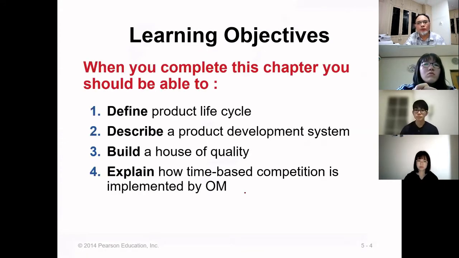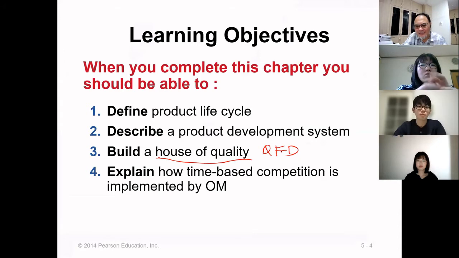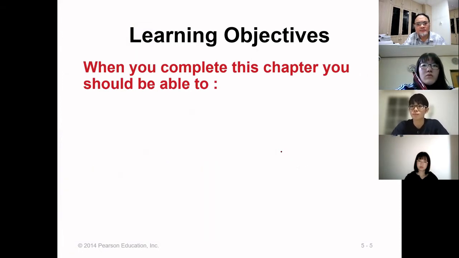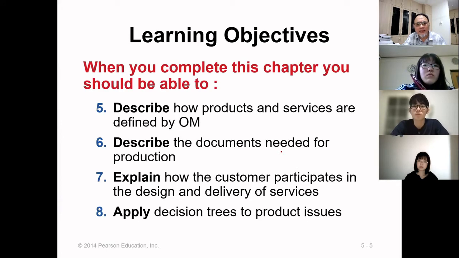So these are the things that we're going to cover: define product life cycle, describe product development system. There is a method which is used in design. Okay, it is the house of quality, or the so-called quality function deployment. Okay, this was developed by the Japanese, QFD, and it's being used by some of the big, major companies. And we will also look at how time-based competition is implemented by operation managers, and the rest of these things.